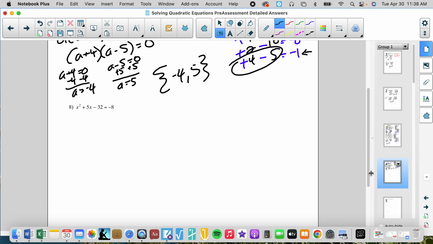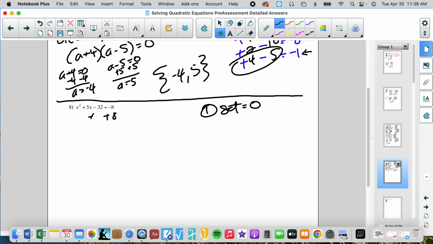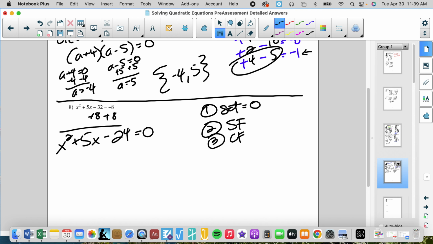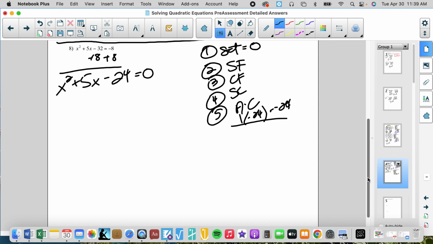Let's separate that. 1 is set equal to 0. Let's add 8 to both sides. x squared plus 5x minus 24 equals 0. Standard form, yes. Common factor, no. Special case, 24 is not a perfect square. a times c. 1 times negative 24 is negative 24. 1 and 24, 2 and 12, 3 and 8, 4 and 6.